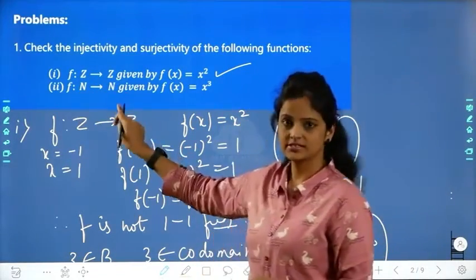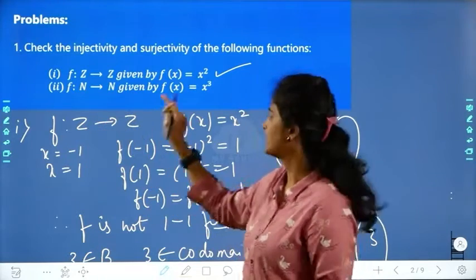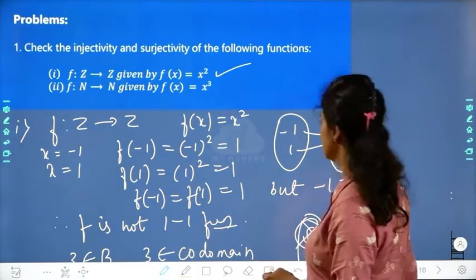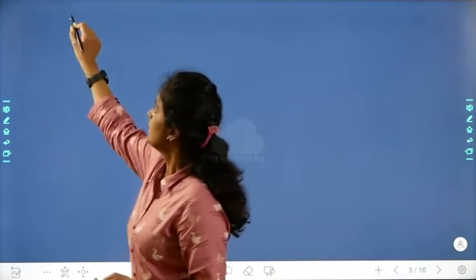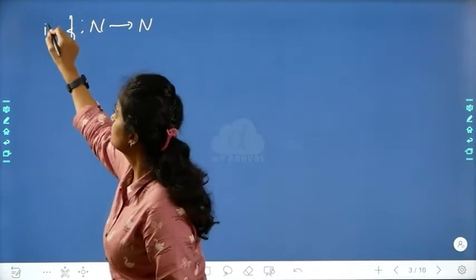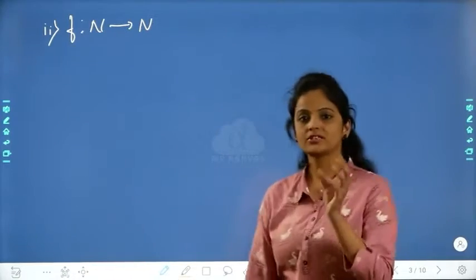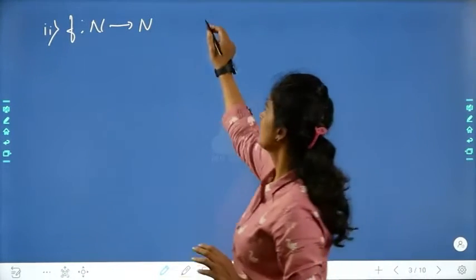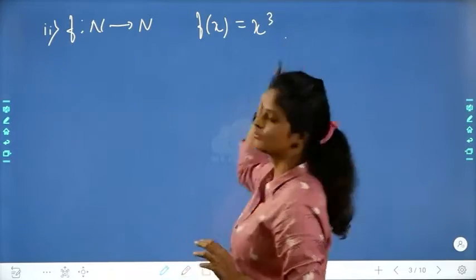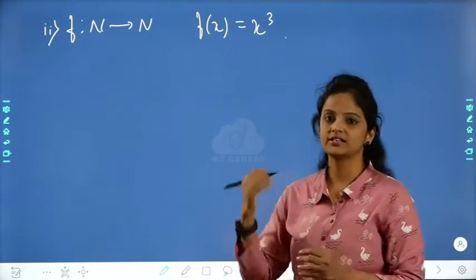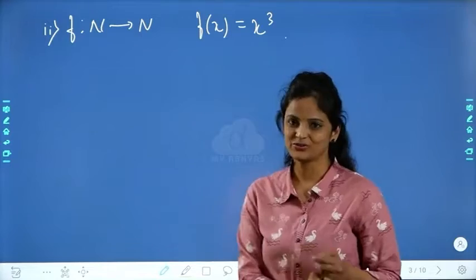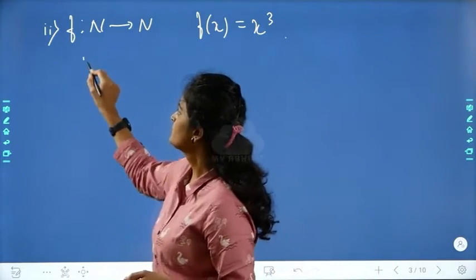Natural to natural is the set that is mapped, and here f of x is equal to x cube is there. If you have x cube like that, I'll take that problem here. So the second one: f is from natural to natural is the mapping and f of x is equal to x cube is the function they have given. Now I have to show that it is 1-1. I have to check whether it is 1-1 or onto. Okay. So what will I do?